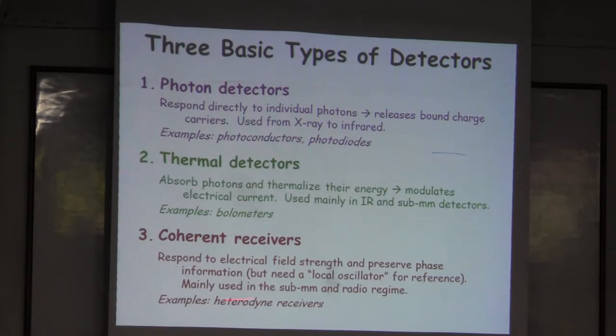And there's a third type, and since we don't have enough time, unfortunately, I cannot go into the details here, or I will not tell you about them at all. They're called the coherent receivers, which record not just the intensity of the photon, but also the phase. In other words, they record the electromagnetic field, and they're also called heterodyne receivers. These are typical radio receivers. But for most of today, we'll talk about the photon detectors.